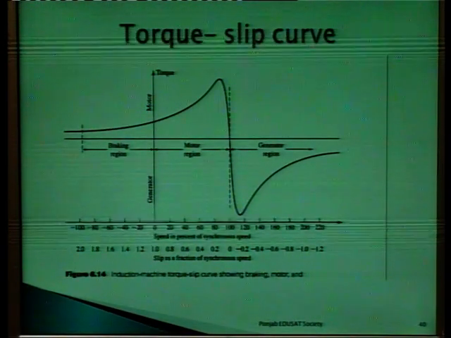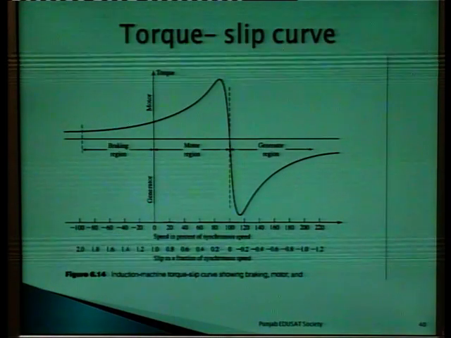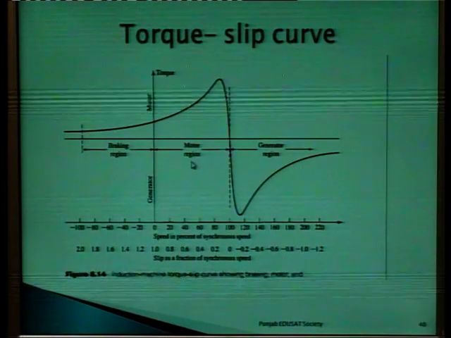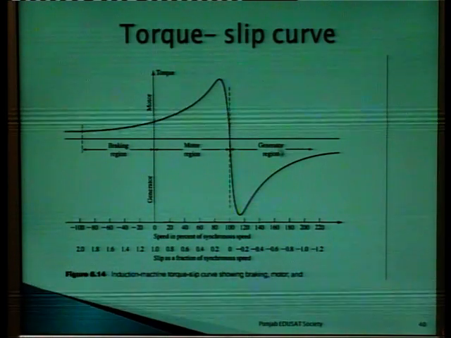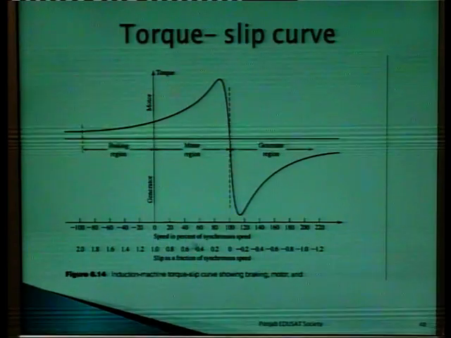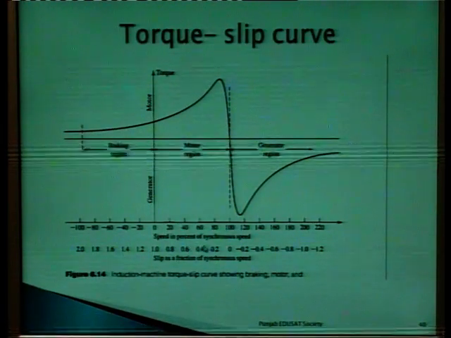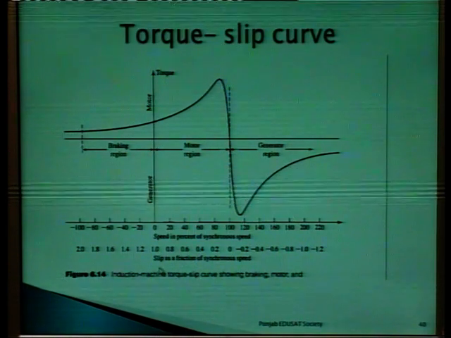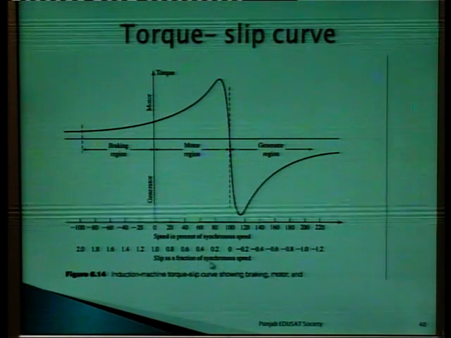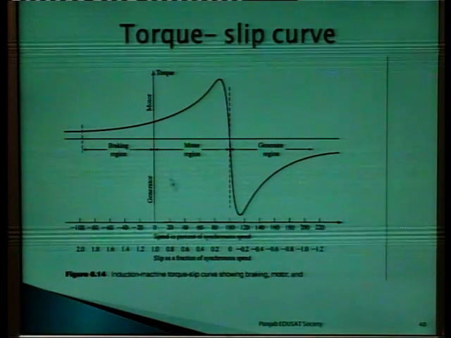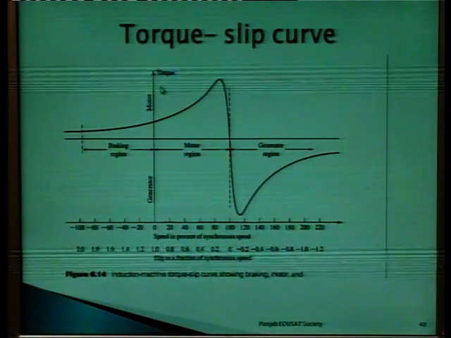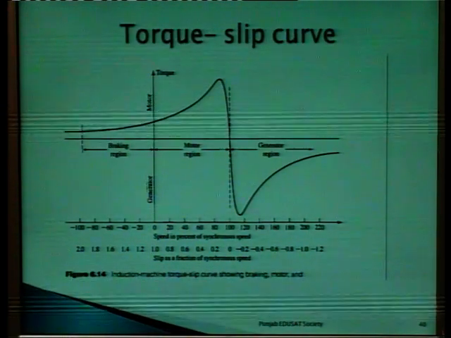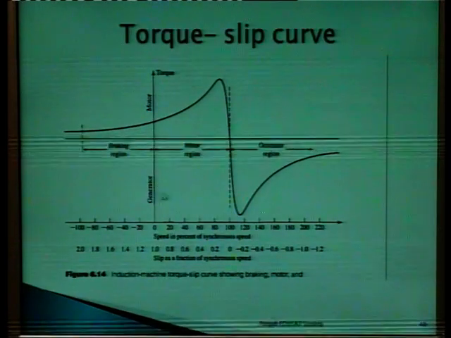For an induction motor, we can draw the torque slip curve likewise this. This is the braking region of the motor, this is the motor region of the induction machine, and this is the generator region. On the x axis we have taken the speed in percent of synchronous speed, and the second value we have taken is slip as a fraction of synchronous speed. On the y axis we have taken the torque for the motor in this half quadrant, and this is the torque for the generator in this quadrant.